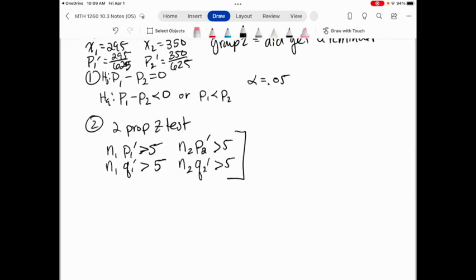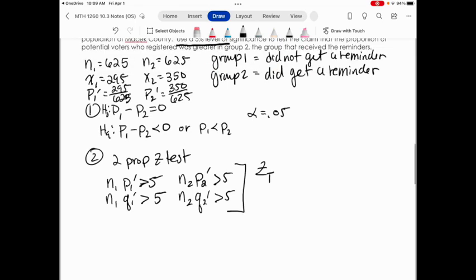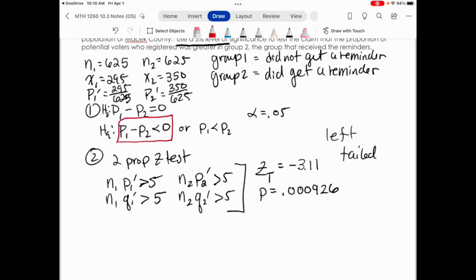All right, now to find our test statistic, you can use the formula if you'd like. I'm going to use the calculator method. I'm going to put everything under 2-prop z-test. I'm going to get that my test statistic is negative 3.11, and I'm going to get that my p-value is 0.000926. And we know that this is left-tailed because of the way that we set this up, what we're testing. We're looking to see if the difference is less than 0.